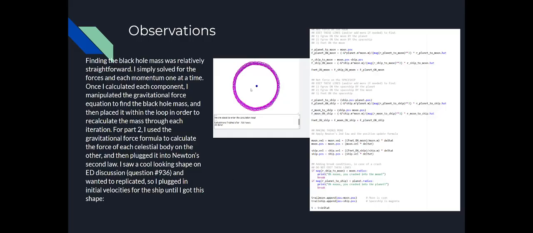So about this shape right here, I saw a cool looking shape on a discussion while I was scrolling to see how, because I was having trouble working on it. So I wanted to try and get it, so I just plugged in numbers until I got something that looked like it. So I thought the shape was cool, so that's why I put it in.